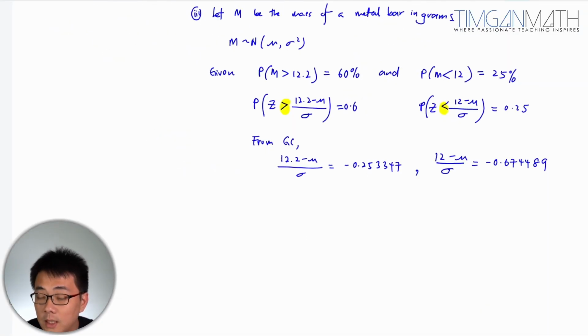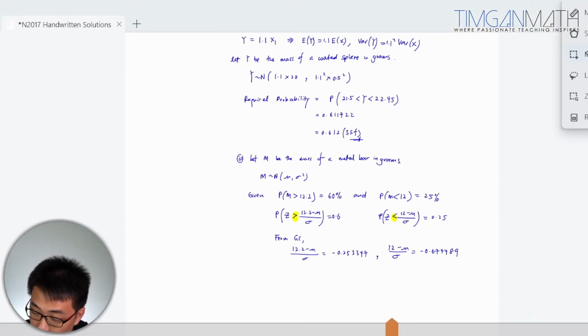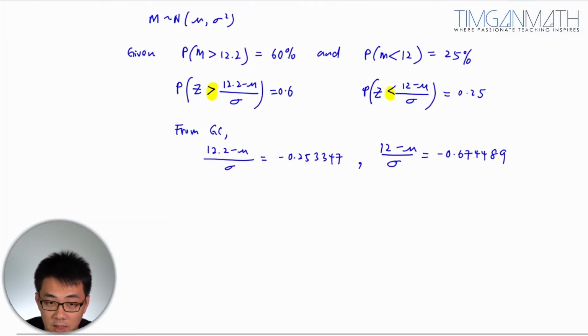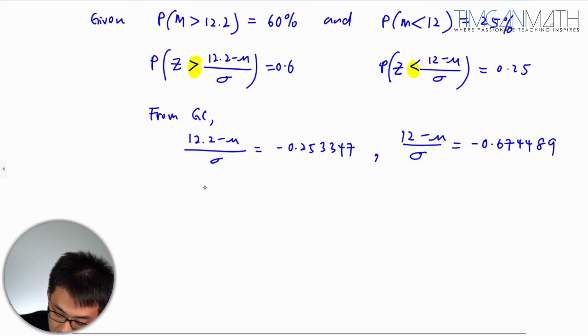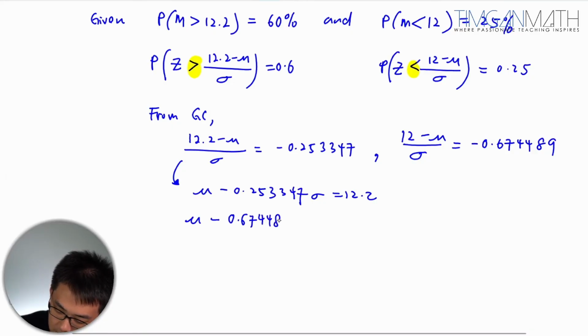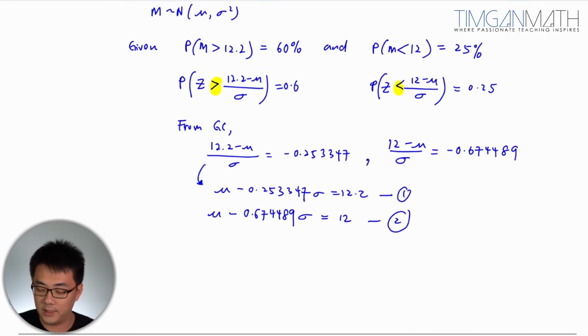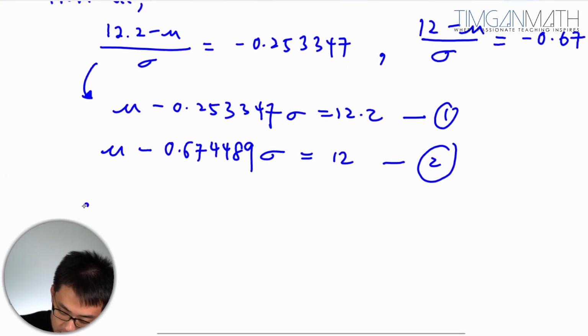Great. From here, we just need to solve this simultaneous equation and we should be able to get the answer. So the mu and the sigma, the mean and standard deviation of the masses of the metal bar. If we arrange this, it will be mu minus 0.253347 sigma equals 12.2, this is equation 1. The other one will be mu minus 0.674489 sigma equals 12, this is equation 2. Solving 1 and 2 using the GC, you will get the answer there.